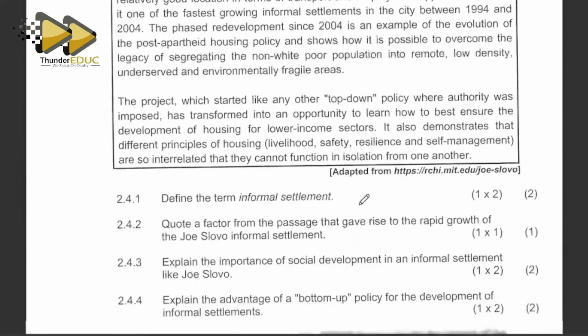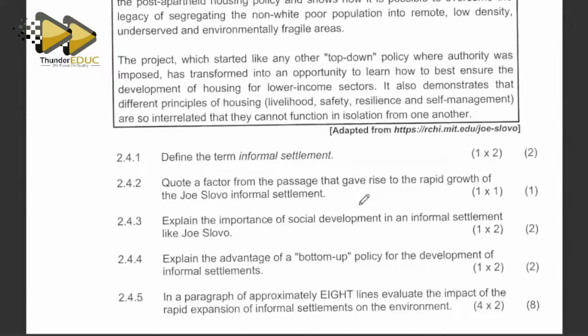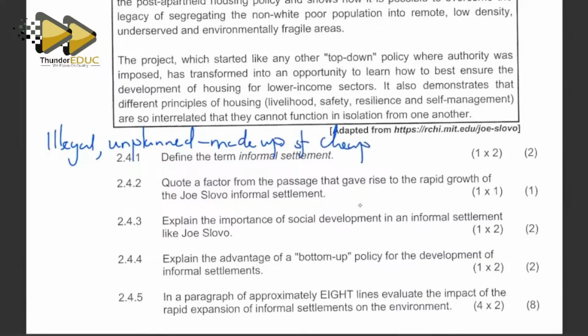And moving on to the next question, define the term informal settlement. When we're looking at informal in terms of a settlement, we are looking at that kind of settlement which is illegal and which is unplanned. And what is it made up of? Cheap, weak building material.